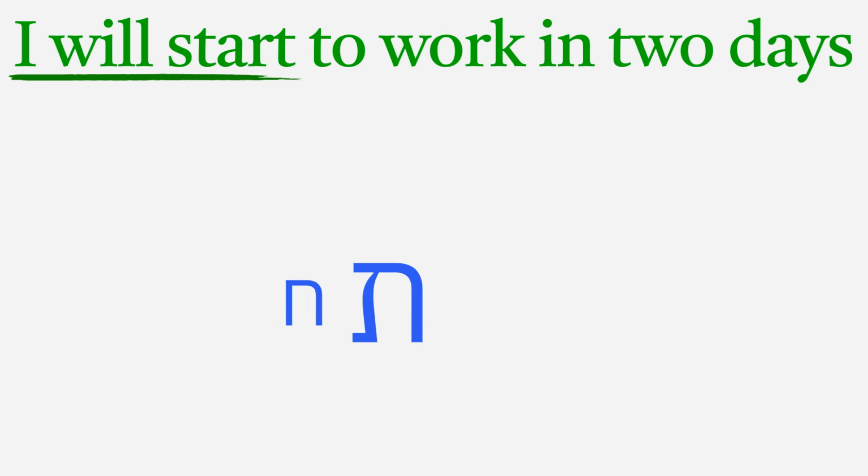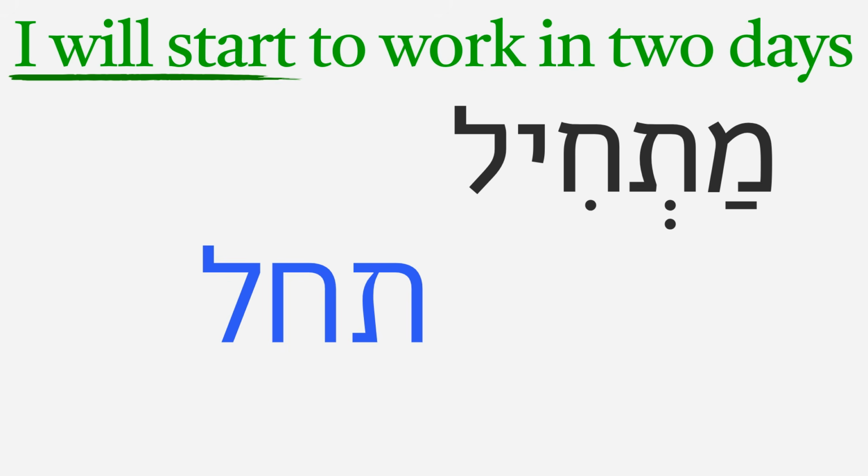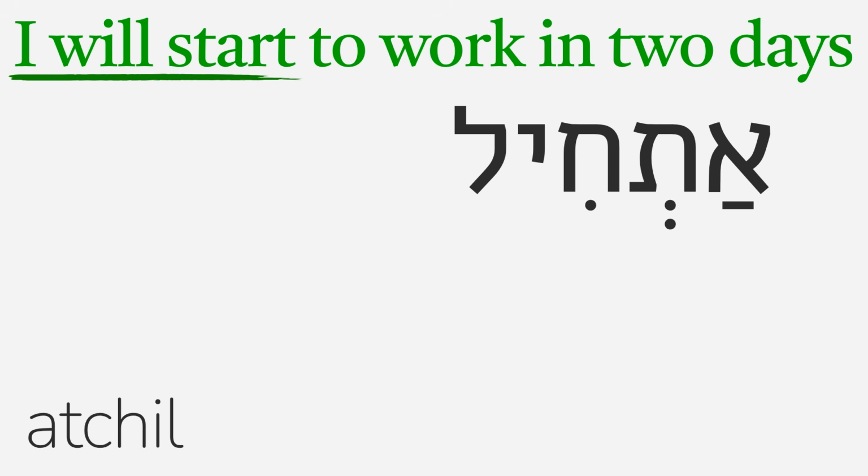Let's say a sentence that talks about the future. I will start to work in 2 days. The verb I will start will be a Hiphil future tense verb from the root tav chet lamed. The subject here is I. Hiphil future tense verbs will have the same structure as the masculine singular form of the present tense, matchil in this case. But instead of the mem prefix of the present tense, we'll have a future tense prefix, in this case an aleph for the subject I. Atchil, I will begin, or I will start.